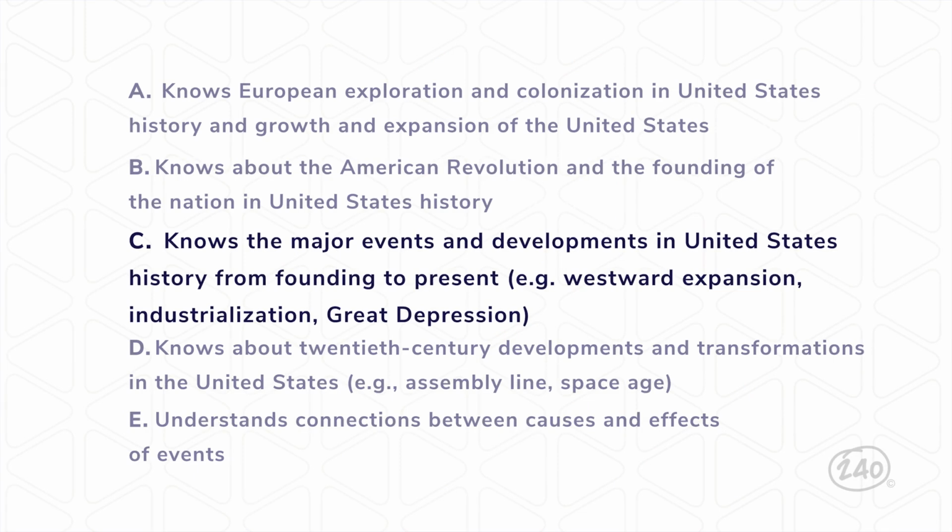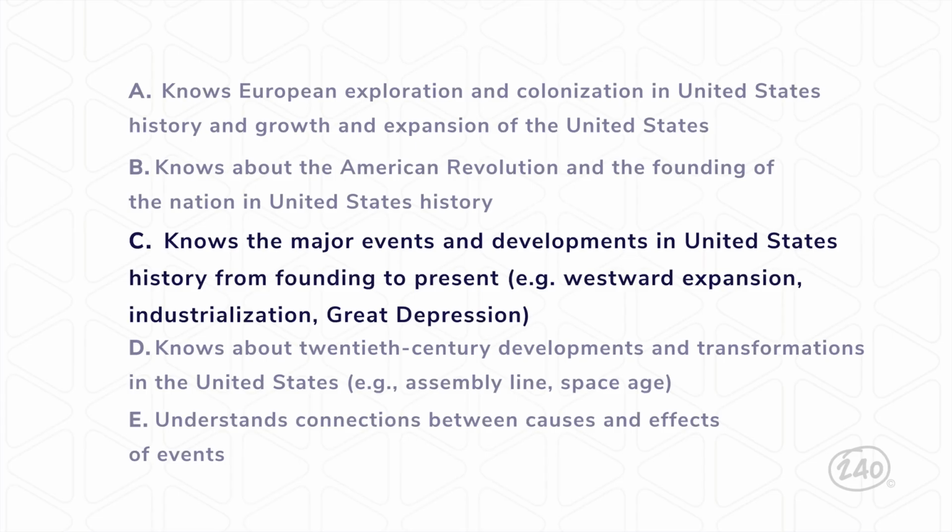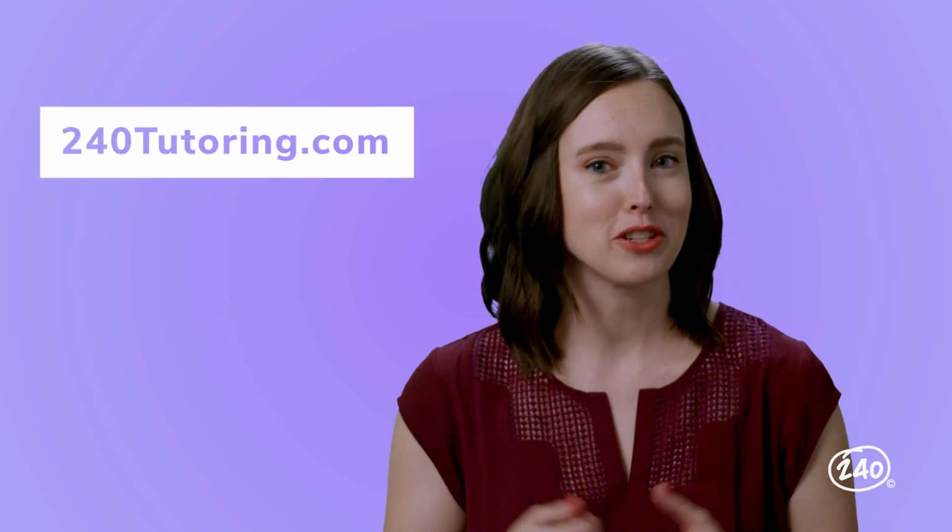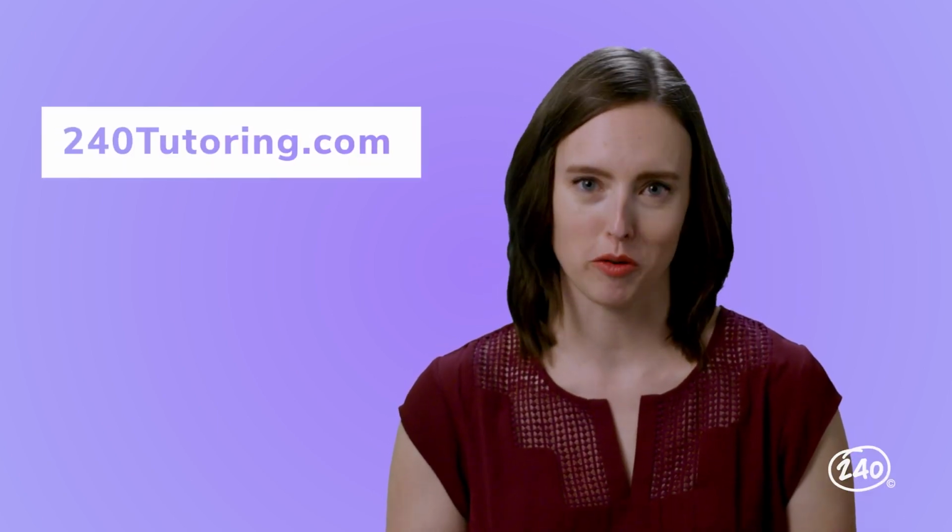Knows the major events and developments in United States history from founding to present. That's over 200 years worth of events and developments. And this is a little helpful, but I'm pretty sure more than these 3 things have happened in the U.S. since 1776. Now, you could go dust off your old U.S. history textbook, or you could subscribe to the 240 study guide, where we've done the hard work for you. You can study with flashcards, practice quizzes, and videos, like this one we'll take a look at about the Civil War, an event that is highly likely to appear on your exam.